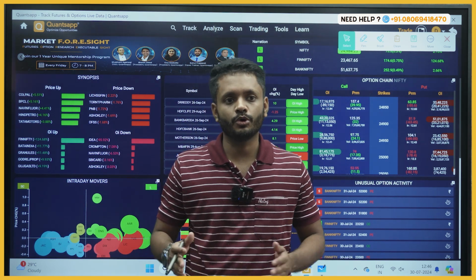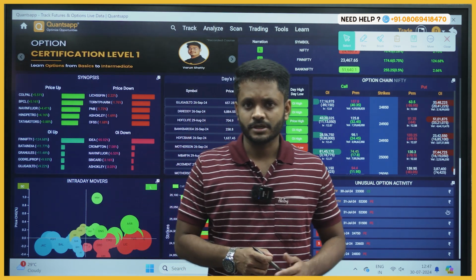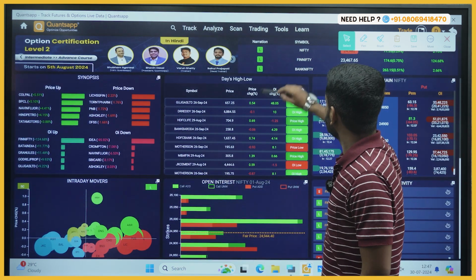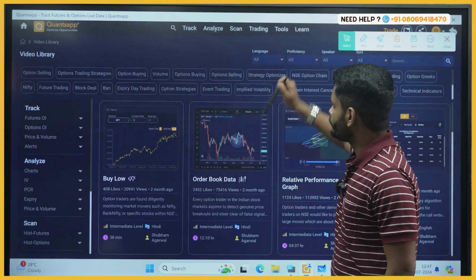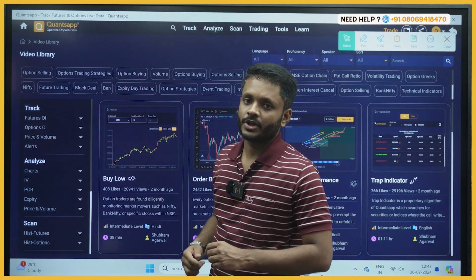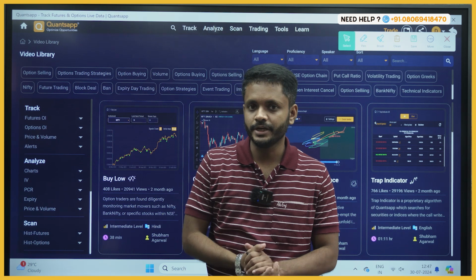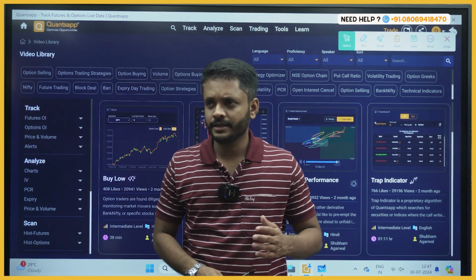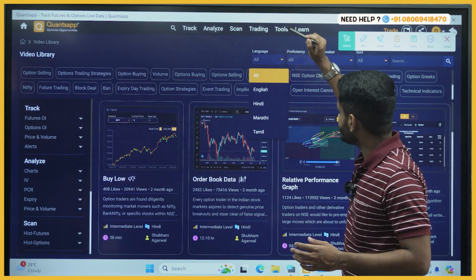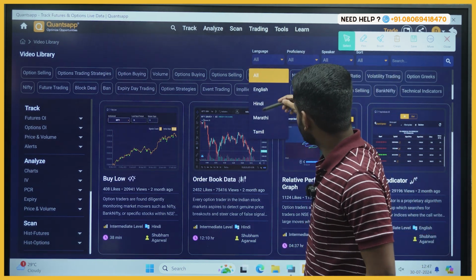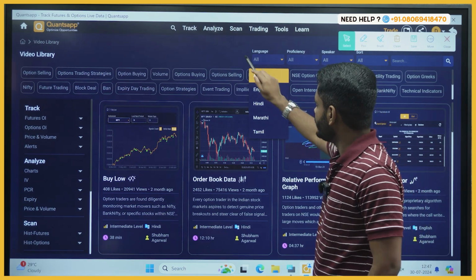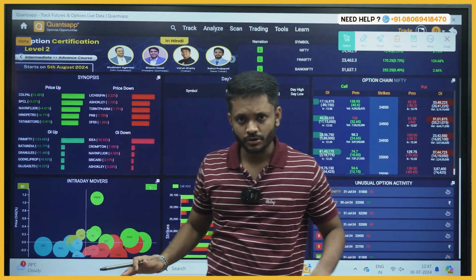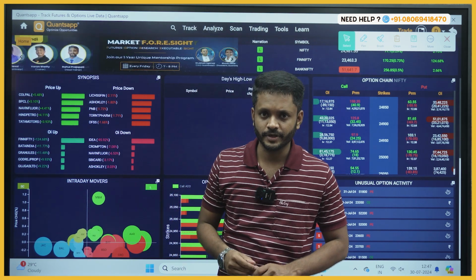Apart from that, if you want to know more about the paid tools, see, this is the home page of Quantsapp. As soon as you install, go to Learn, go to Video Library. Now what is the Video Library? It is basically a bank of videos. Almost all the tools have been covered in the Video Library in 4 languages. You can sort by the language you feel comfortable with. We have it in English, Hindi, Marathi and Tamil. So you can go and check out all the paid tools of the Quantsapp application in whichever language you feel comfortable.